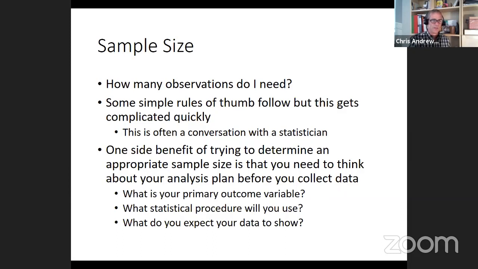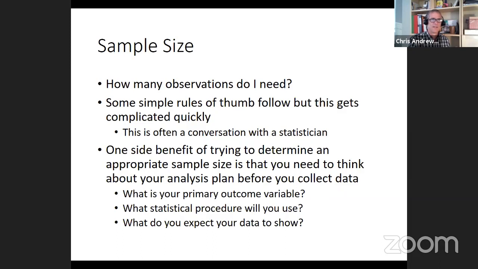But there is a good reason to do it. First of all, it lines up a statistician who may be willing to work on the project with you. But you need to do a power sample size calculation. You need to clarify what exactly your research question is. You can't determine a sample size if you don't know what effect you're looking for. So it helps you specify what your primary outcome variable is. You'll need to identify what statistical procedures you're going to use, and you'll have to decide what type of effect you expect to see.